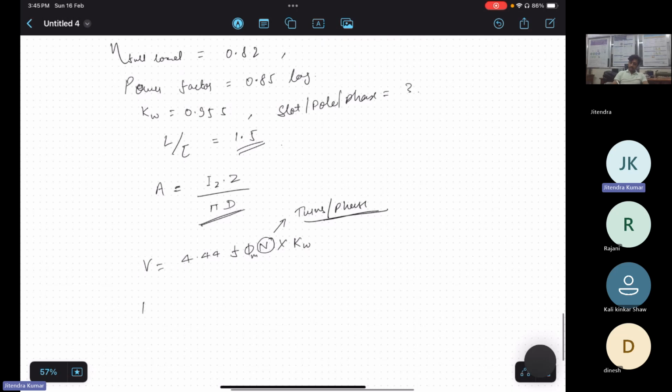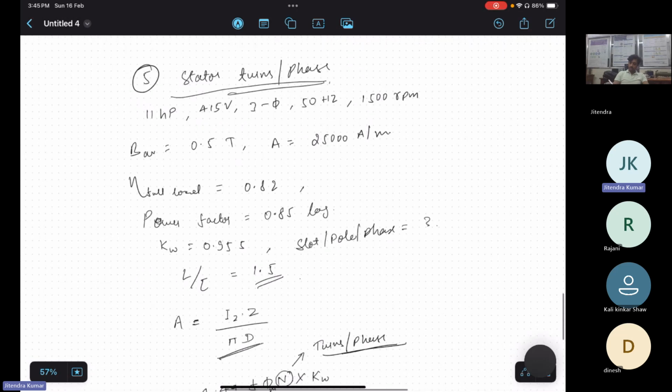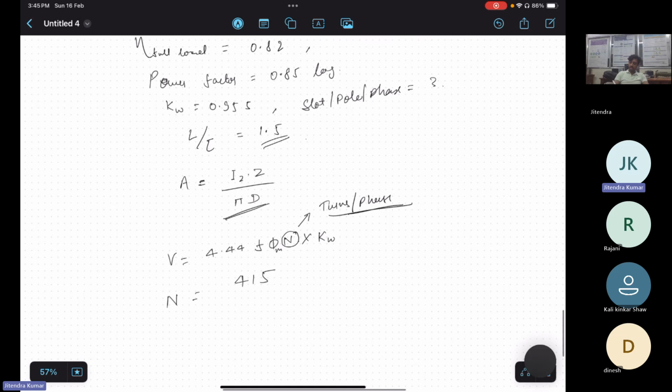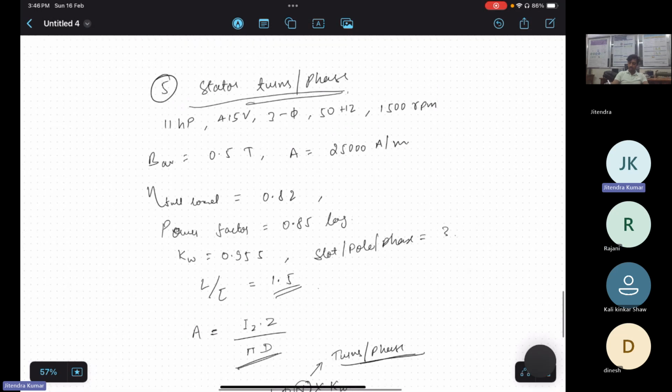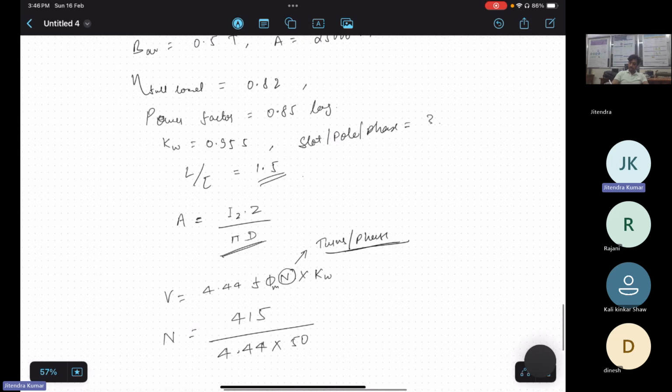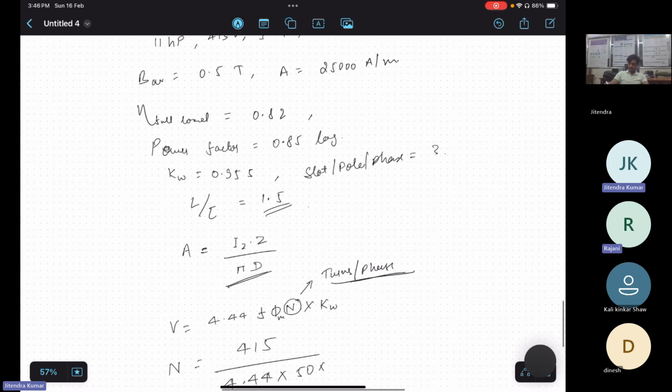So let us proceed. N is equal to voltage, given as 415 volt, that is RMS. So 415 divided by 4.44. Frequency we are given as 50 hertz. Phi m, are we given? Magnetic loading we are given, 0.5 Tesla. So phi m can be calculated. B is equal to phi by A, right? You are right. And how to calculate that A?